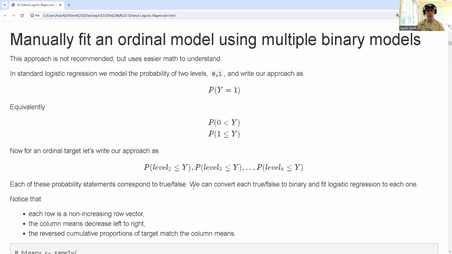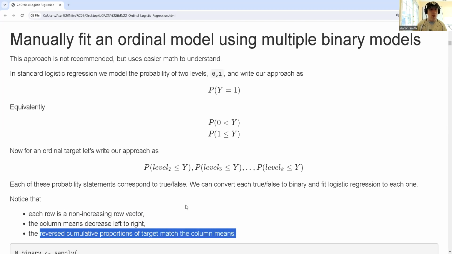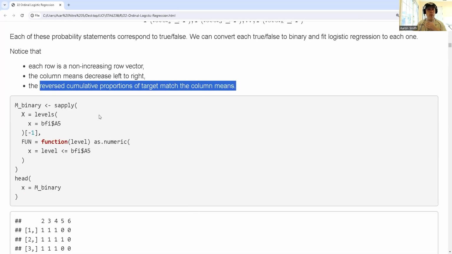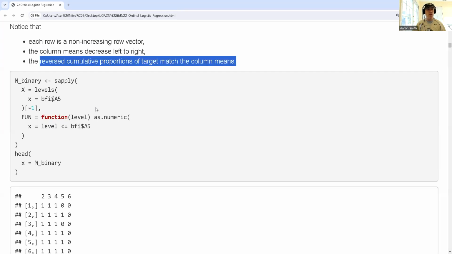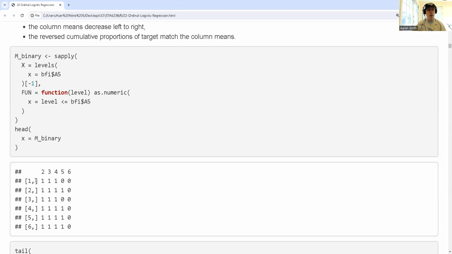Now, if I go through and create a binary matrix to represent my target variable in this format, each row is a non-increasing row vector, the column means decrease from left to right, and the reverse cumulative proportions of the target match the column means. All right, so this is saying that by coding it this way, I haven't lost any information. Same information, different presentation. All right, so here, this is my matrix of target variables.